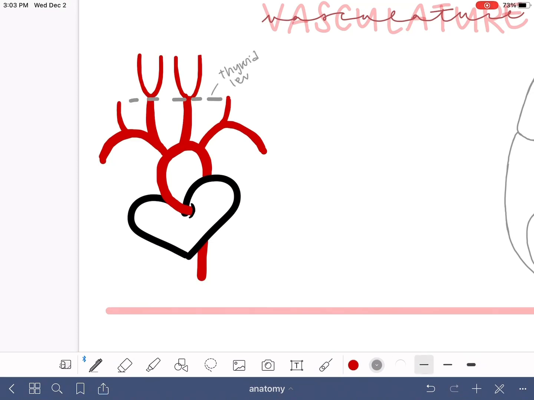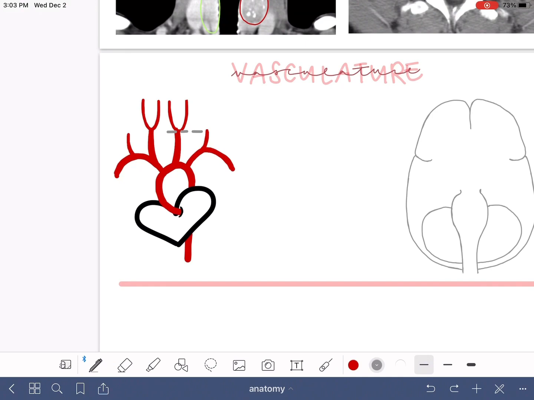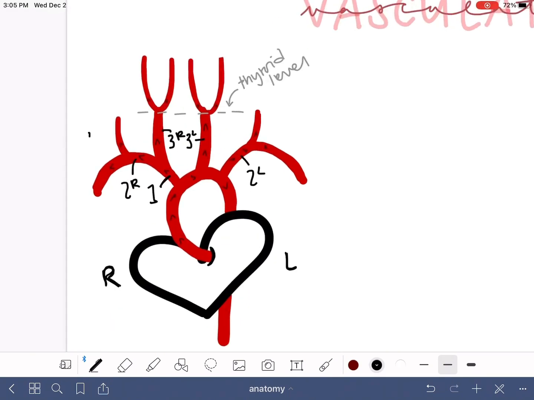These split off at the level of the thyroid, just to give you some landmarks. So they split into two there. This is the right side and the left side of the heart. And the blood flows up through it this way. I'm going to label all of the different specific parts that I'll talk about. A lot of these are symmetric, so the right and left are both the same. That's why I'm doing like 2R, 2L.